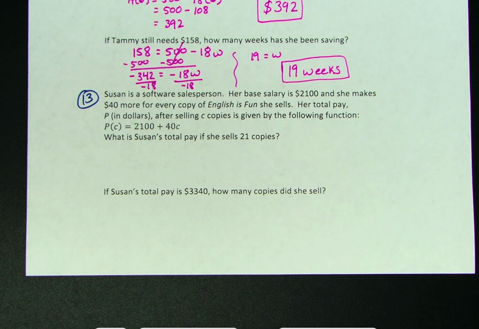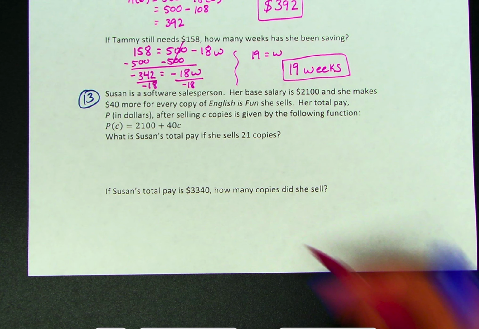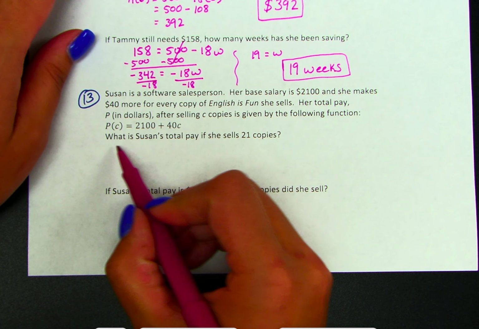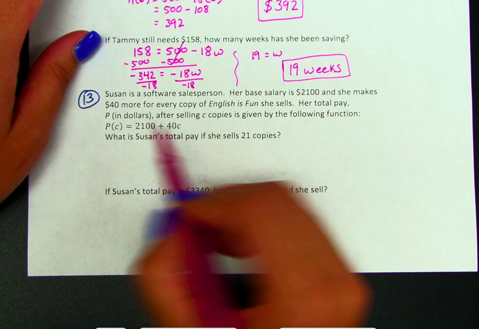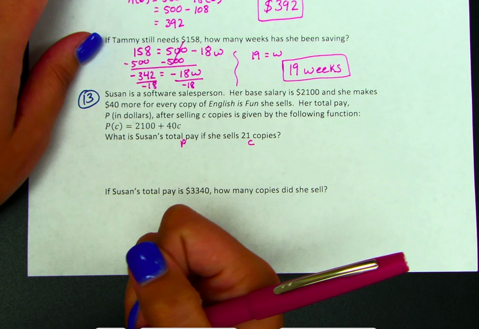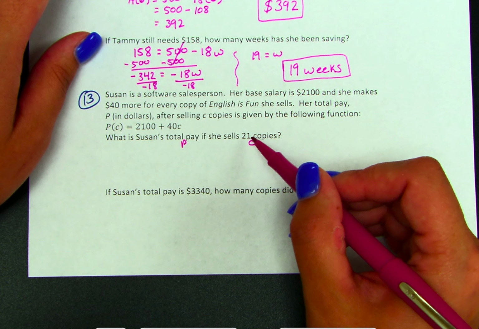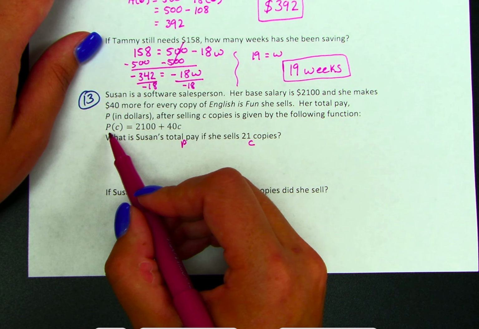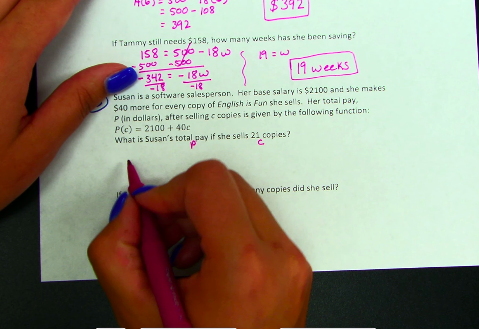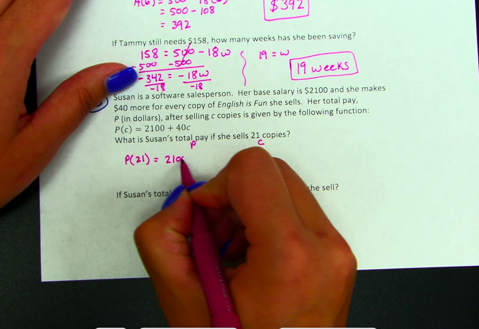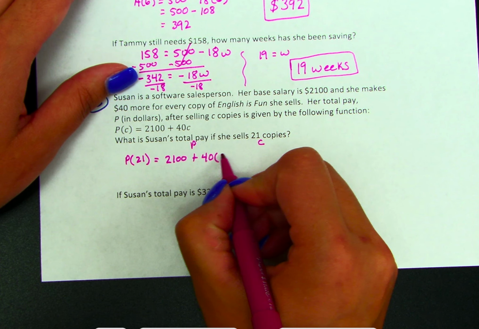Now, I would like you guys to pause the video and try to solve both of these questions by yourself, and then I will go through them with you. Okay, so on this one, what is Susan's total pay? That's the P, if she sells 21 copies, which is C. Because we are given C, that means in the equation we have to replace the C, and then that will allow us to find how much her total pay is. So we are going to have P of 21 equals 2,100 plus 40 times 21.